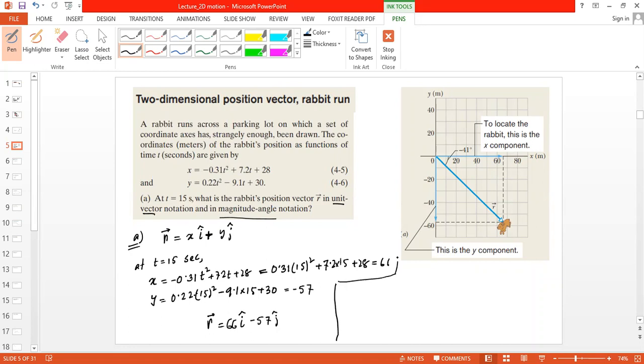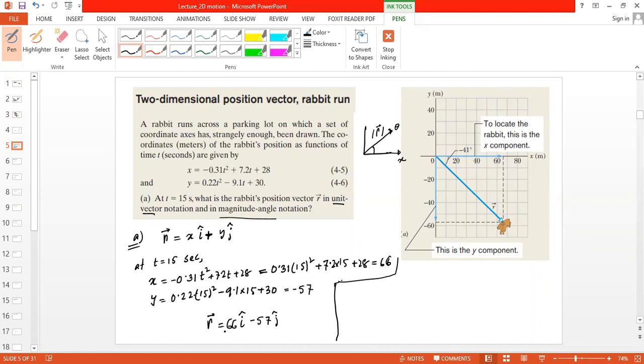And then they are also asking me one more thing: I have to find the position in magnitude angle notation. What is magnitude angle notation? If a vector is given to me, I have to tell the magnitude of the vector, and the angle that the vector makes with the x direction.